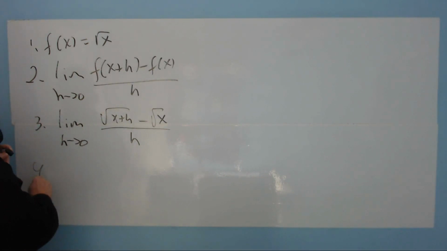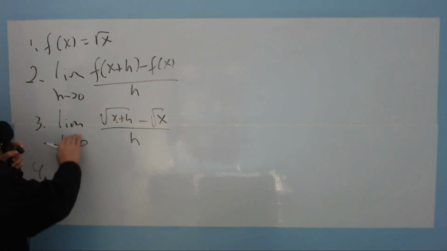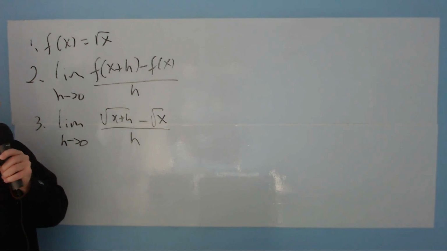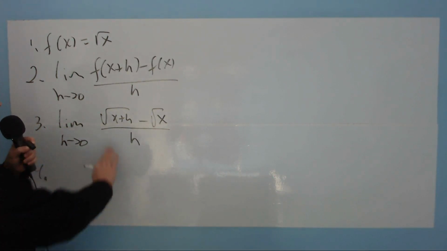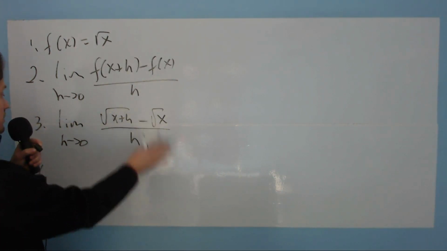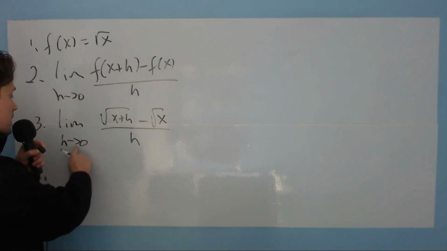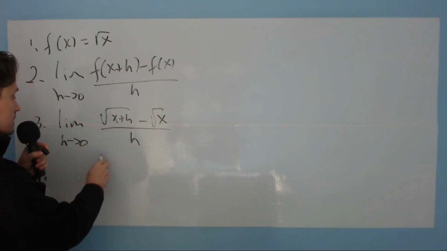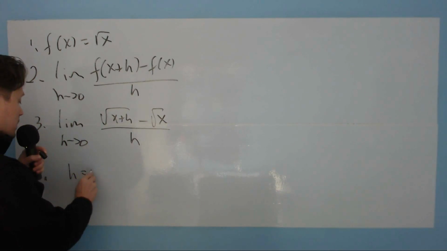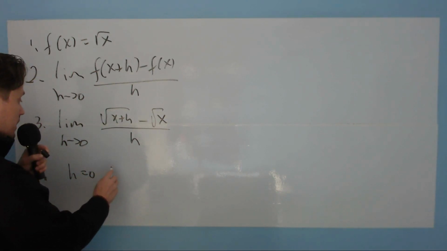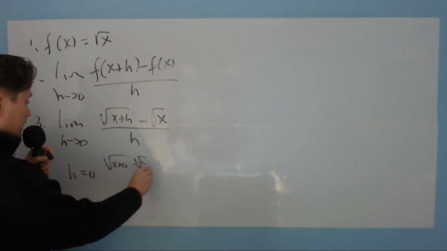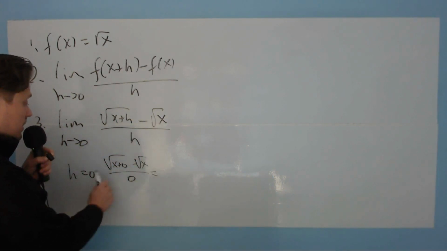At the next step, I'm not going to put the limit there every time because it's not necessary. I'll put it in at the end. I need to work on this expression. Right now, this expression has a problem, which is that if you input h equals 0 directly, you will have this. Imagine that you set h equal to 0. You're going to have the root of x plus 0 minus the root of x over 0.